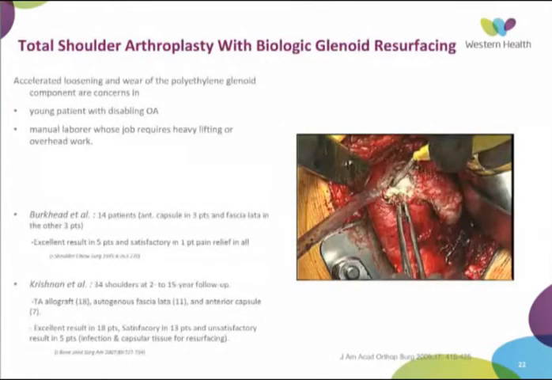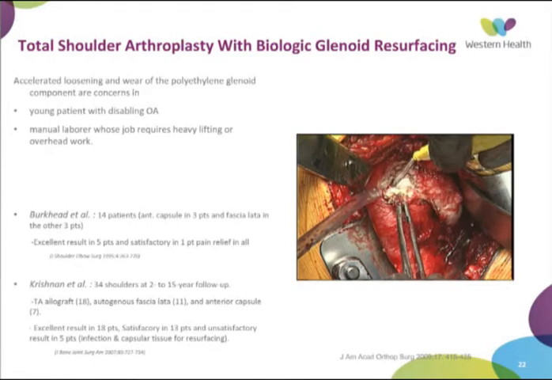And one of the other options is the total shoulder arthroplasty with the glenoid resurfacing. Normally people that are young and have bad OA, and also manual labourers that need heavy lifting and overhead work, cause a major concern when they have osteoarthritis. The problem is that they want to be active and they need to use the arm, and that causes loosening and wear of the glenoid component.